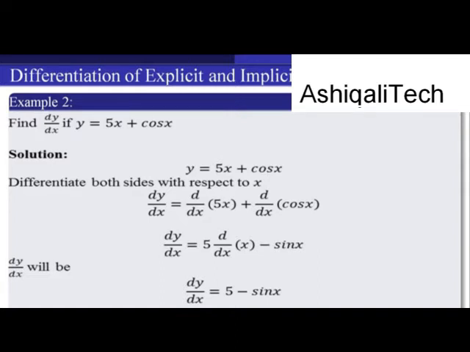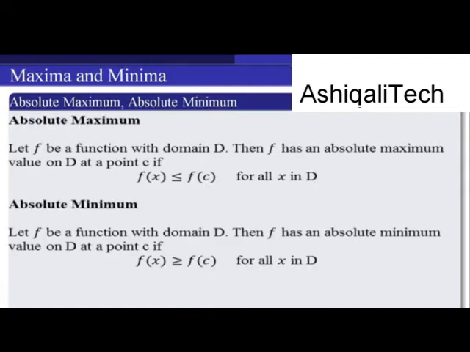Now we look at the definitions of absolute maximum and absolute minimum. Absolute maximum. Let f be a function with domain D. Then f has an absolute maximum value on D at a point c if f of x is less than or equal to f of c for all x in the domain D.